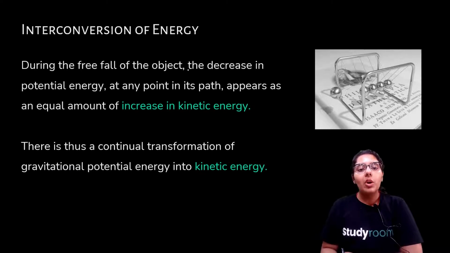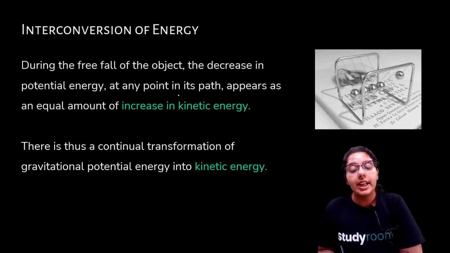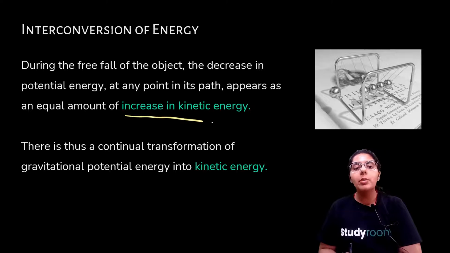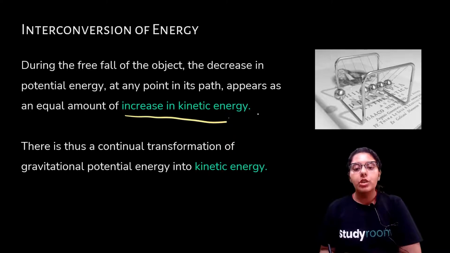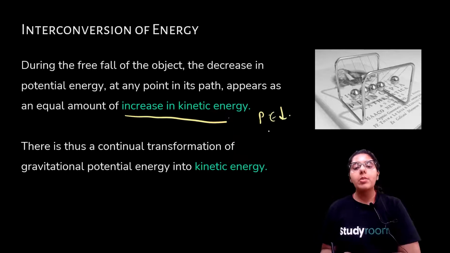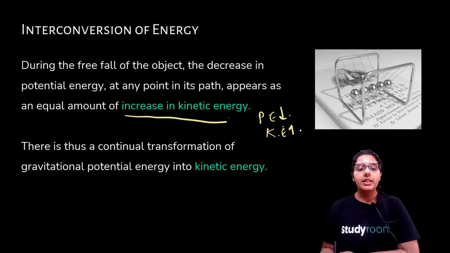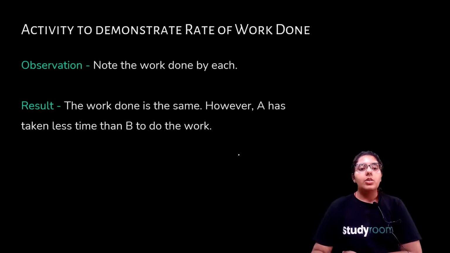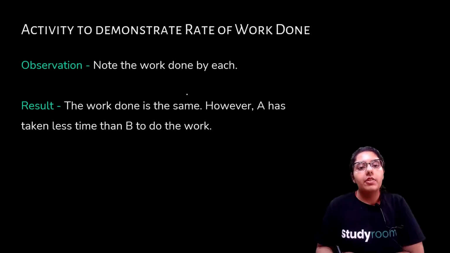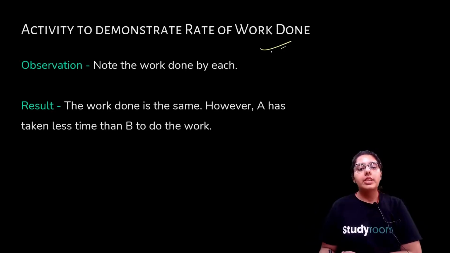During the free fall of the object, the decrease in potential energy at any point appears as an equal amount of increase in kinetic energy. The amount by which your potential energy decreased, by the same amount the kinetic energy will increase. Thus, a continual transformation of gravitational potential energy into kinetic energy. So, observation, we demonstrate the rate of work done.